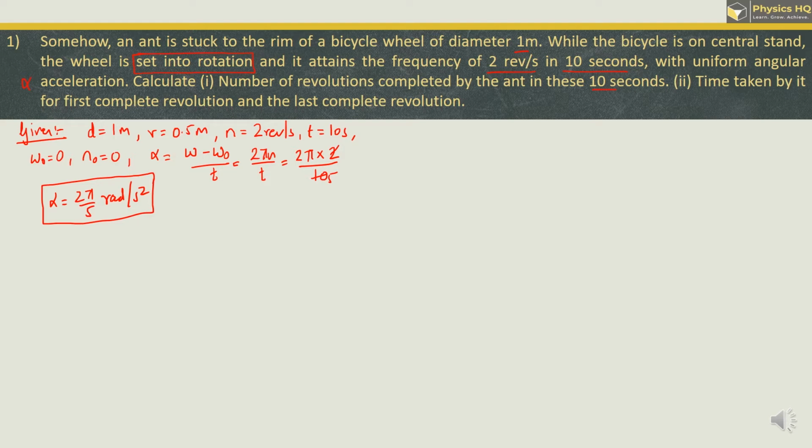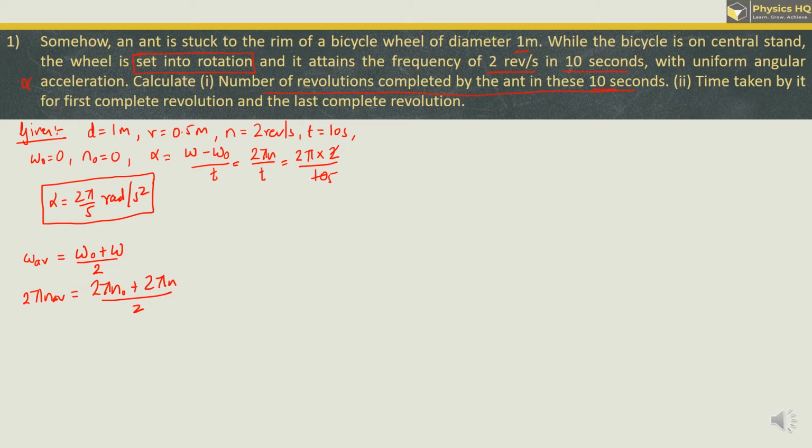Now to find the number of revolutions completed by the ant in 10 seconds, we will find the average number of revolutions completed by the ant per second. For that, we will use the kinematical equations for angular velocity. We can write average angular velocity as initial angular velocity plus final angular velocity divided by 2. Omega can be written as 2 pi n. So we will have 2 pi n average equal to 2 pi n naught plus 2 pi n, divided by 2.